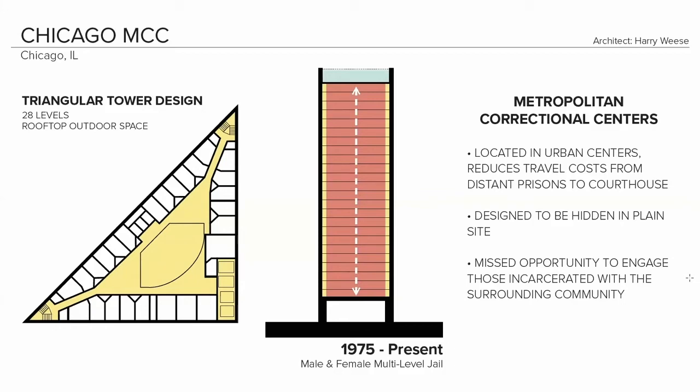The image at the center of this slide shows the circulation opportunities that those incarcerated might experience during their stay here. They will not touch the ground plane, and their only connection to the outdoors is the rooftop exercise yard. The result of the metropolitan correctional centers: they do reduce travel costs from distant prisons to the courthouse when those incarcerated need to travel, but they were designed to be hidden in plain sight, a sort of disguise, not allowing the public around them to know that they are there. This is a missed opportunity to engage those incarcerated with the surrounding community and the amenities that it has to offer in education, healthcare, and social interactions.